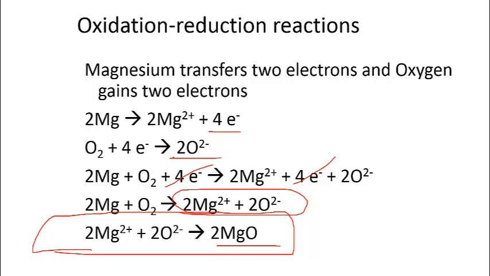The term oxidation reaction actually refers to the half reaction taking place, which involves a loss of electrons. The reduction reaction is the half reaction that involves the gain of electrons. Now, in the formation of magnesium oxide, we would say that magnesium is being oxidized since it is donating electrons to oxygen. Therefore, magnesium is acting as the reducing agent by donating electrons to oxygen, and oxygen is acting as the oxidizing agent by removing or accepting the electrons that magnesium is donating.